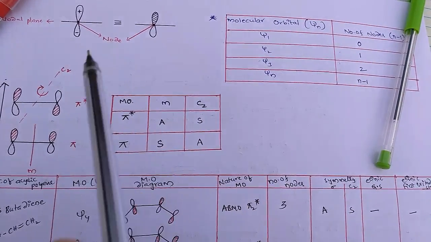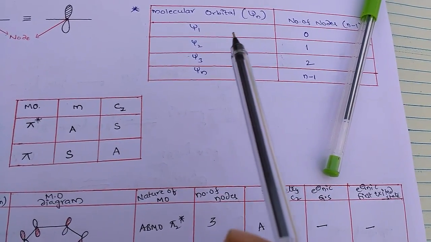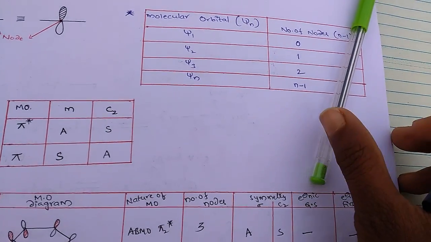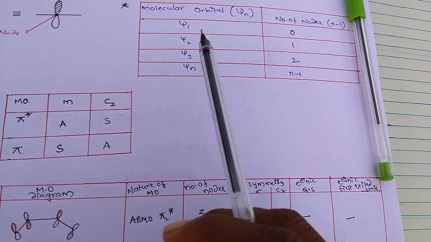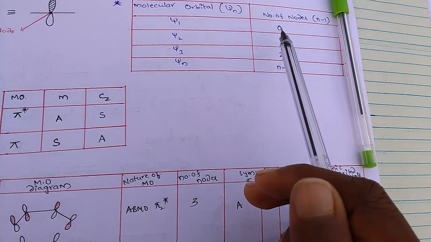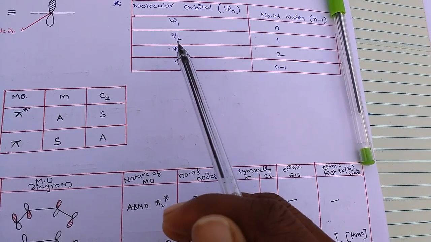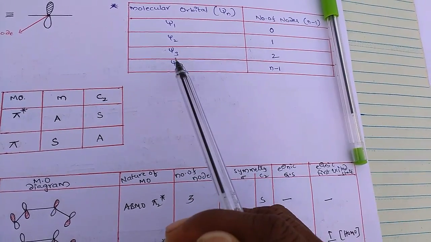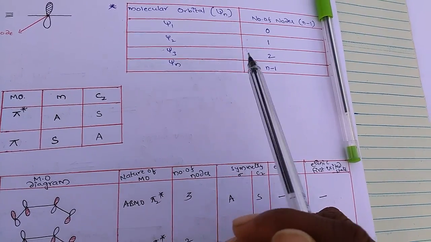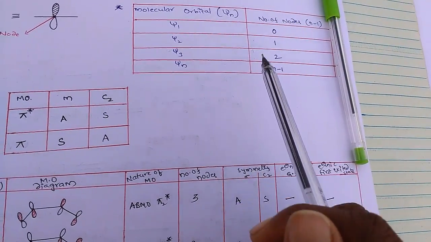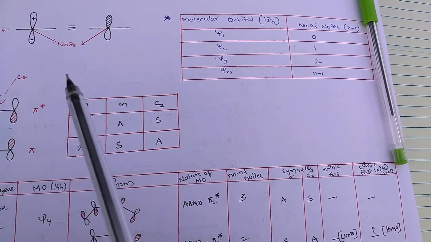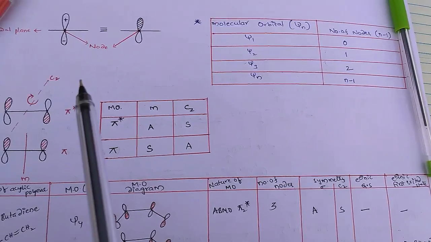And if you observe molecular orbitals, we have psi 1, psi 2, psi 3, psi 4, like that. Number of nodes equals n minus 1. So if the molecular orbital is psi 1, then 1 minus 1 is equal to 0, and if it's psi 2, then 2 minus 1 is equal to 1. If psi 3, then 3 minus 1 is equal to 2, and if psi n, then n minus 1. So this number of nodes we can observe in the molecular orbitals of different given molecules.